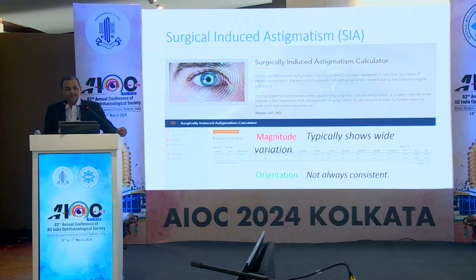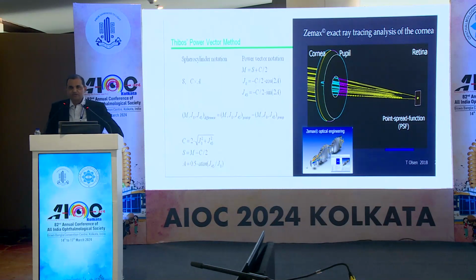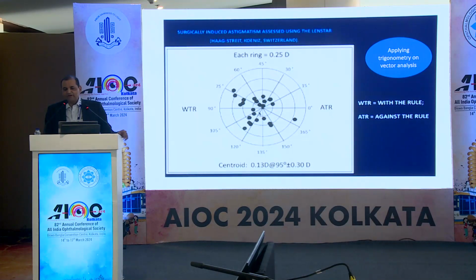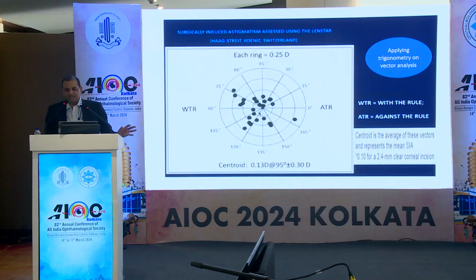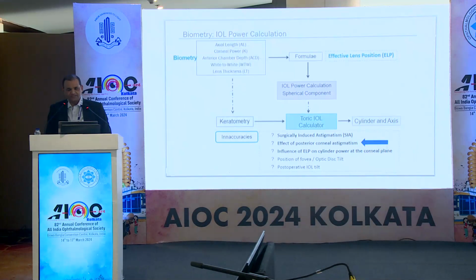In the same way, also in the orientation part. Because of the better understanding with vector analysis by the supercomputers, and we have ray tracing technology and optical engineering systems, that each and every point of the eye we can calculate the correction on that part. So you apply this trigonometry and the vector analysis, and when we go for that, the average of these vectors represents the mean SIA value, and that is known as the centroid value. So for the centroid value, Dr. Douglas has given us a value of 0.1 for the 2.4 millimeter corneal incisions, or 0.12 for the 2.8 incisions.